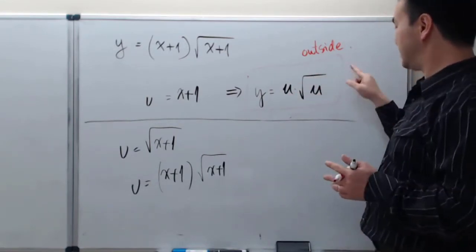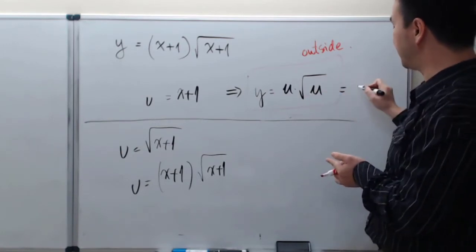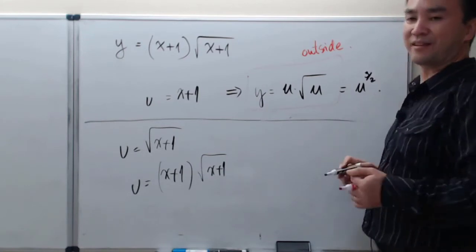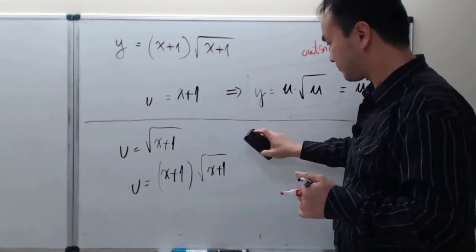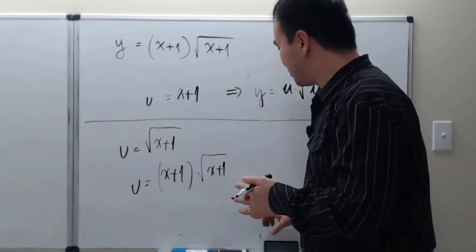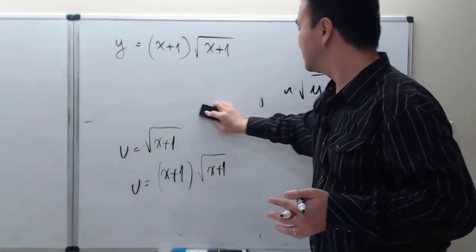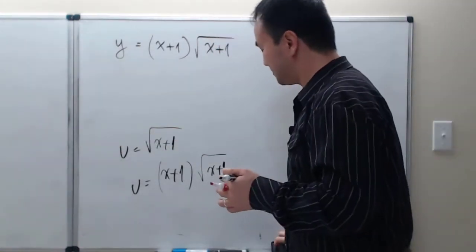And so this is the outside function, and then we can have the advantage of turning that into u to the 3/2 power. Okay? So that's one way. Now, so now let me put away this substitution. So that inside right there was good.